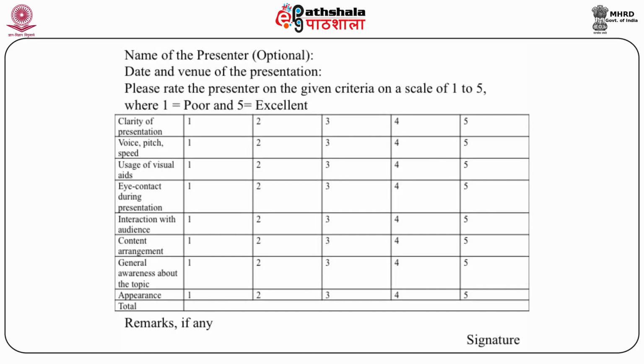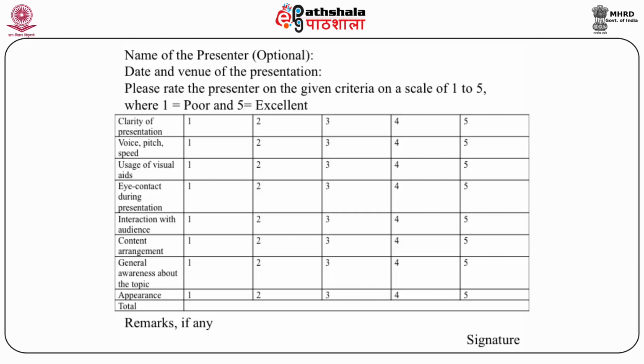A sample format of an evaluation sheet is as follows. When we look at this evaluation sheet, there are a few points mentioned like clarity of presentation, voice pitch and speed, usage of visual aids, eye contact, interaction with audience, content arrangement, general awareness about the topic, appearance. The audience can be requested to rate the presenter on these given criteria. You can generate a scale of 1 to 5 where 1 is considered poor and 5 is excellent.